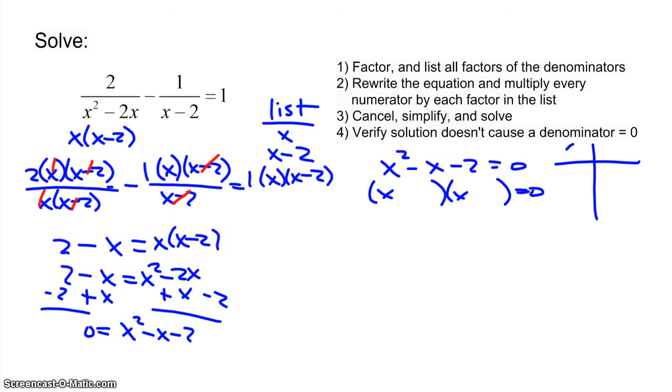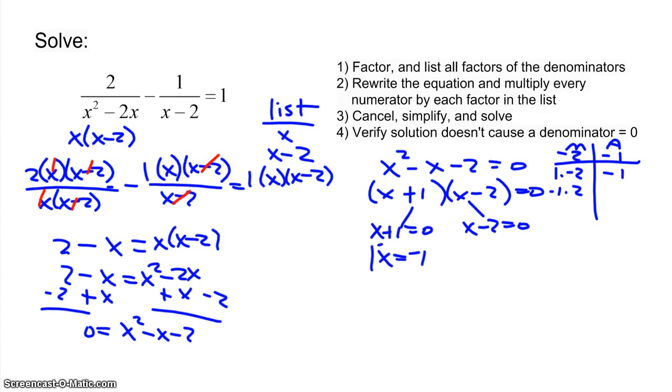let's see, we need two numbers that multiply to negative 2 and add to negative 1. 1 times negative 2, negative 1 times 2. Looks like it's this one, plus 1, negative 2. All right, so negative 2 and 1, right? Okay, so this factor could be 0, or this factor could be 0, and the whole thing would be 0. So x is negative 1, or x is positive 2.